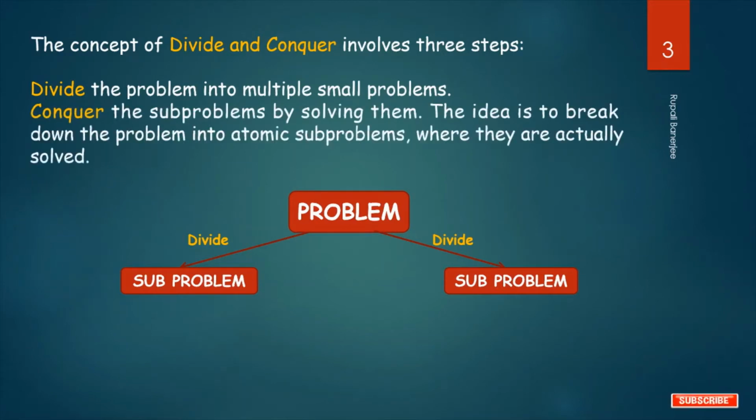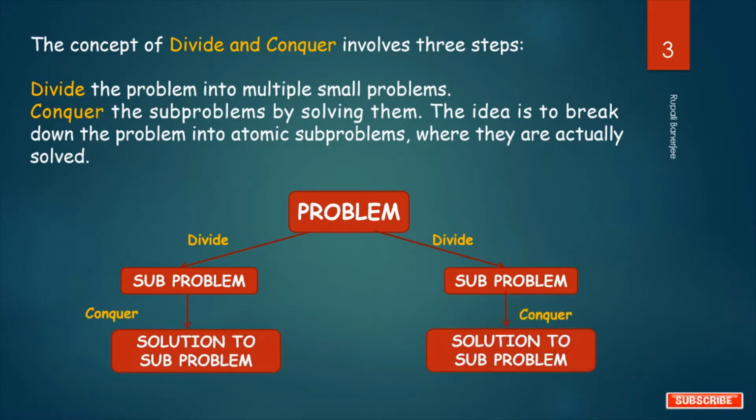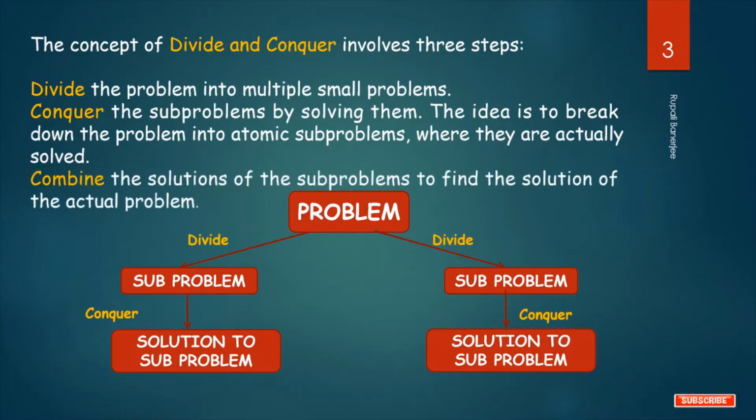Then conquer the sub-problems by solving them. The idea is to break down the problem into atomic sub-problems where they are actually solved. So conquer: find the solution to each sub-problem. Then combine. Combine the solutions of the sub-problems to find the solution of the actual problem. So finally, by combining them, we get the solution.